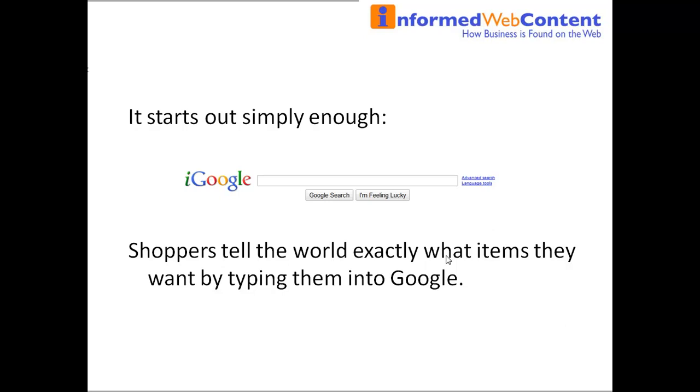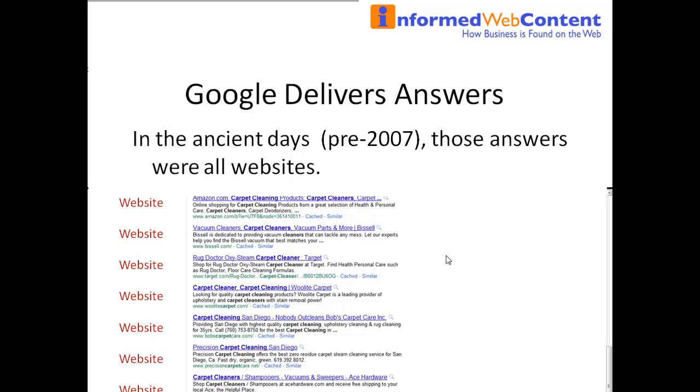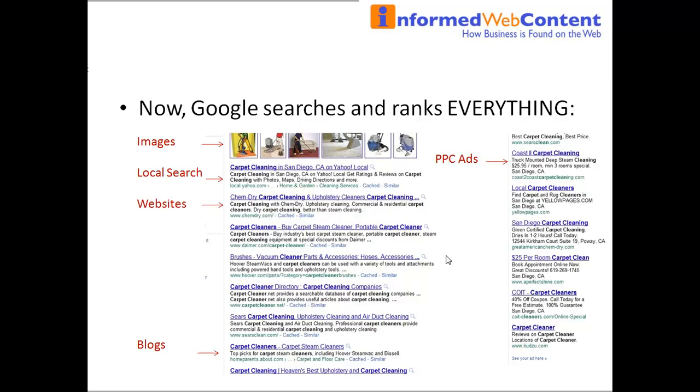Okay, it starts out simply enough. Shoppers tell the world exactly what items they want by typing them into Google. We all know that by now. And Google delivers answers. For a long time, those answers were just websites. Now, since the start of universal search, Google searches and ranks everything.